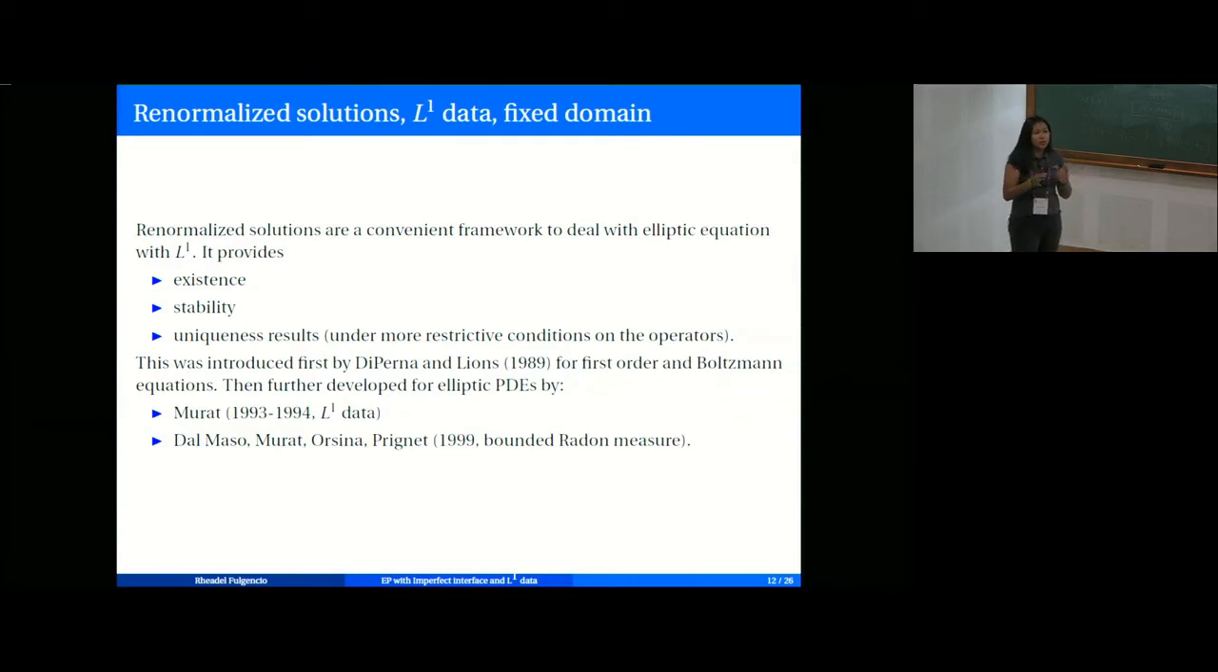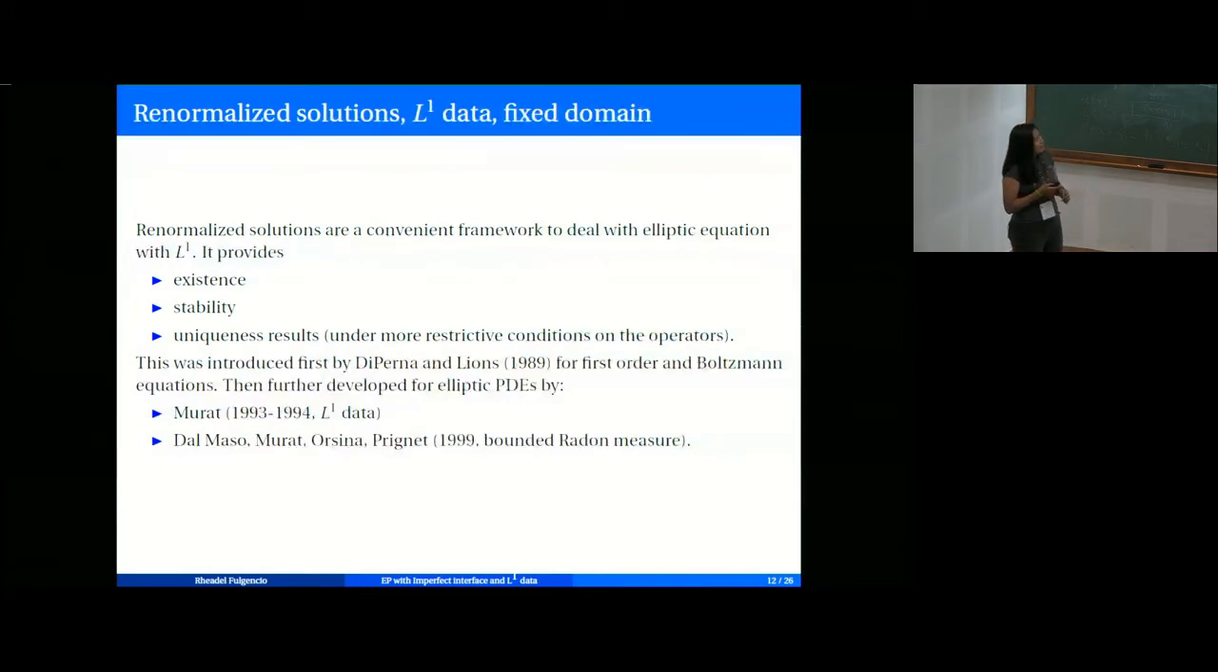Since we have no weak solutions, we cannot use the weak solution framework. So we have what we call the renormalized solution. This framework was introduced by DiPerna and Lions in 1989 for first-order Boltzmann equations, and it was developed for elliptic partial differential equations by Murat in 93 to 94 for L1 data, and Dal Maso et al. for bounded Radon measure.